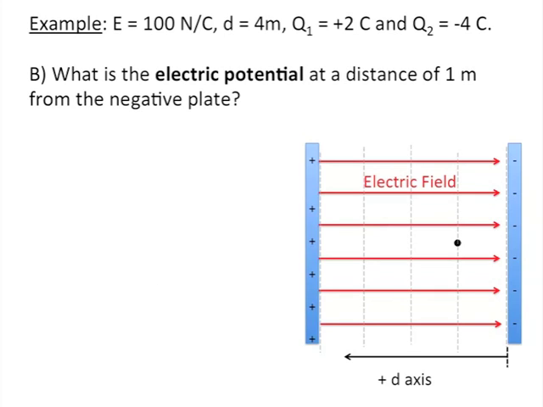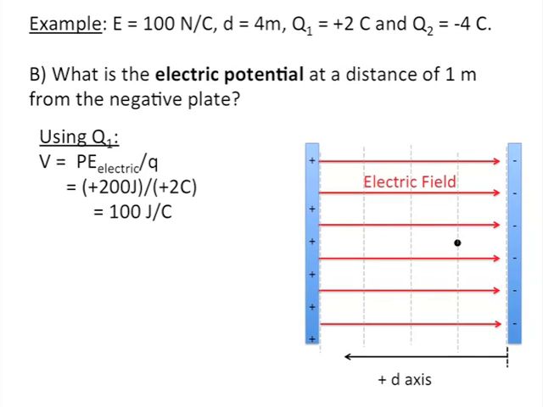Let's take a look at electric potential at that spot. What would the electric potential be? Well, let's calculate it using Q1, our positive charge. We need to divide the electric potential energy by the charge using the electric potential energy that we calculated on the previous slide, which was 200 joules. We get 100 joules per coulomb for the electric potential. And I should have added one more line there, which would just replace the joules per coulomb with a volt. A joule per coulomb is equal to a volt, which is the more commonly used unit for electric potential.